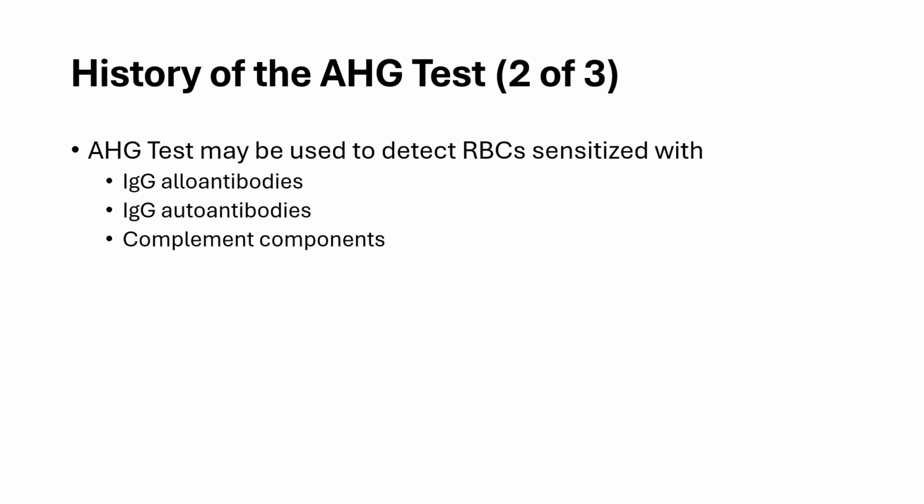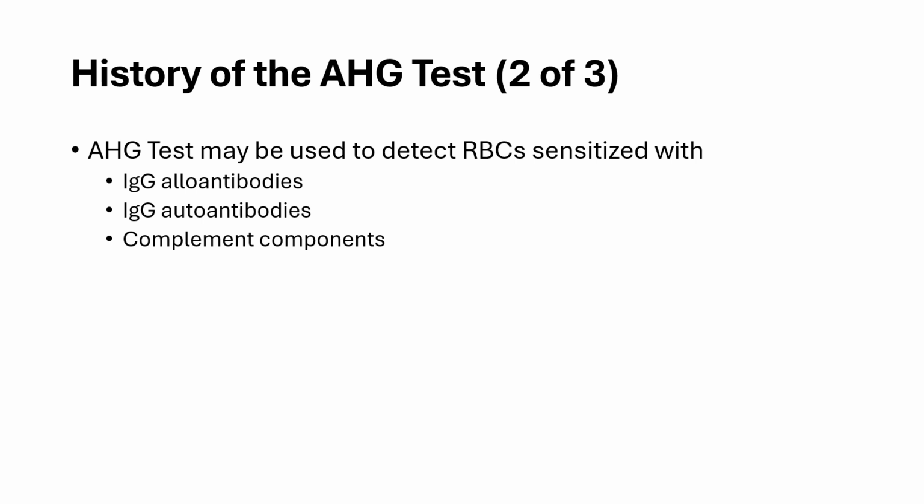IgG autoantibodies are self-reactive antibodies that mistakenly bind to one's own red blood cells, seen in conditions like autoimmune hemolytic anemia. These can be detected using the direct antiglobulin test, or DAT, which looks for antibodies already bound to the red blood cells in the patient's body.